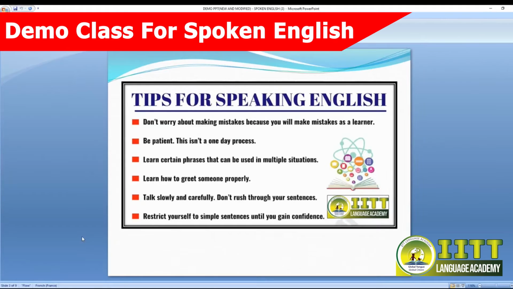Because learning a language is not a one-day process. Again, consider a child. It takes him or her at least 2 years to understand and to speak in a particular language in a very basic form. So, we also have to be patient with our learning process.